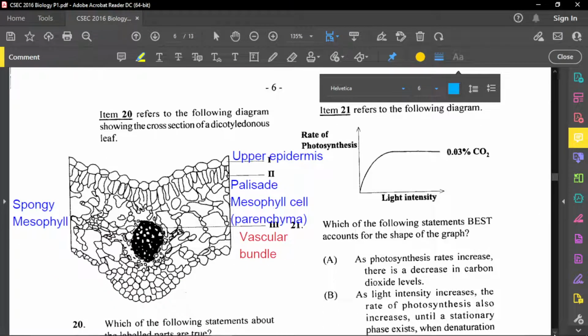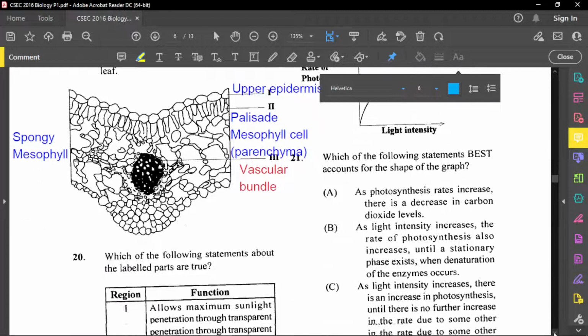All right, so question number 20 now. It said to refer to this diagram, and this is a cross-section of a dicotyledonous leaf. I'll label this for you to make life easy. The upper epidermis is this part right here. We have the palisade mesophyll layer, or the palisade parenchyma. Then we have the spongy mesophyll, all of these spacious cells. Then we have the vascular bundle, which is this dark region. The lower part of the leaf has the lower epidermis, and in it we have more stomata. But let's see what they are actually asking us now.